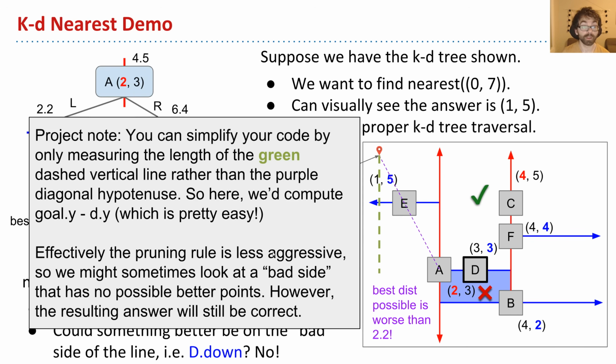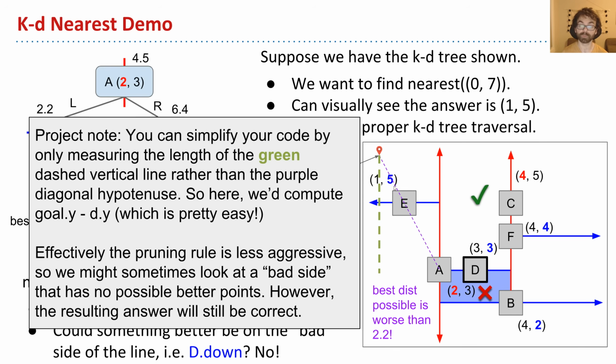In other words, we just compute goal.y minus d.y. And effectively what's happening is we're being less aggressive with our pruning. So in a sense, if we use this wimpier green rule, we might sometimes look at a bad side that has no possible better points. But the resulting answer will still be correct. So basically by using this green line, you might occasionally explore a space that has no answers for you, but it's not going to be much worse, and the code will be easier to write.